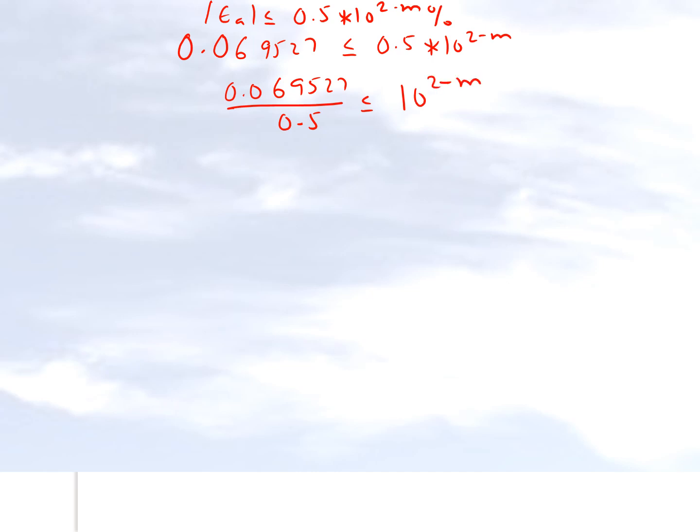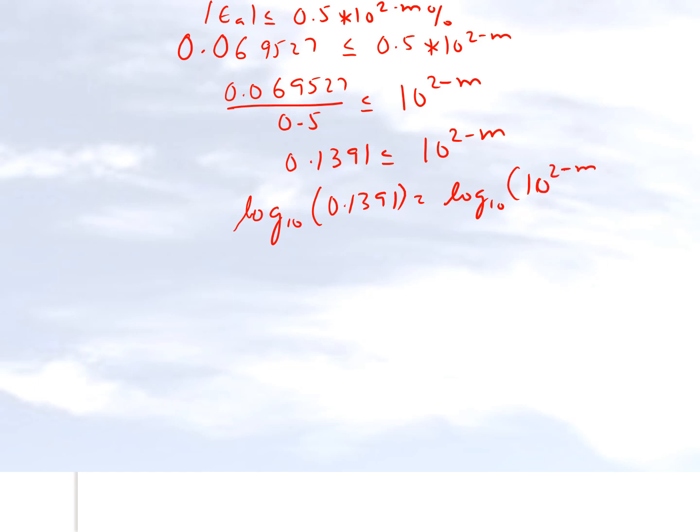So you get 0.069527, which is my absolute relative approximate error. When is it less than or equal to 0.5 times 10 to the power 2 minus m? So if I do that, I get this, taking 0.5 to the left hand side. Now here, in order to be able to find m, one of the ways I can do it is I can take the log to the base 10 of both sides. That's the easiest thing to do. You can take natural log as well. It will give you the same answer.